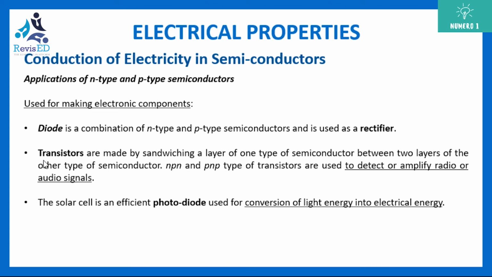Then there is the transistor, so we use them in transistors also. There are two types of transistor, NPN and PNP. They are used to detect or amplify radio or audio signals. So this is your transistor. Then solar cells are also used, that is the photodiode, which converts light energy into electrical energy.